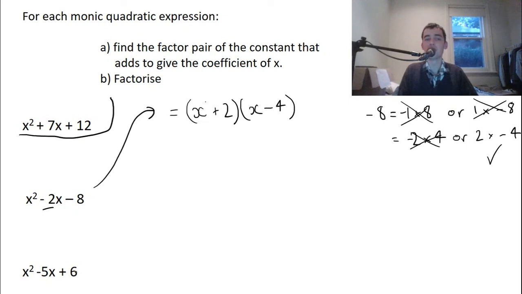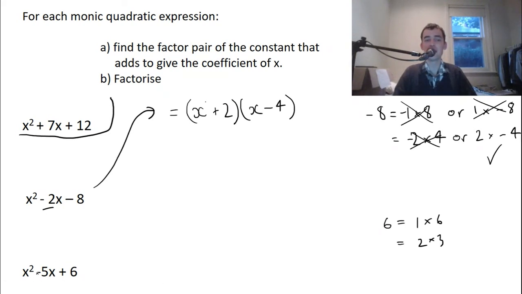And so we're trying to find a factor pair of 6. So let's do our factor pairs. 6 is 1 times 6 or 2 times 3. Now, let's add these up and see if we can get -5. 1 plus 6 is 7, so that doesn't work. 2 plus 3 is 5, but that's not -5.